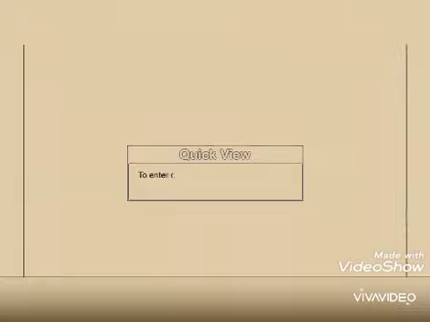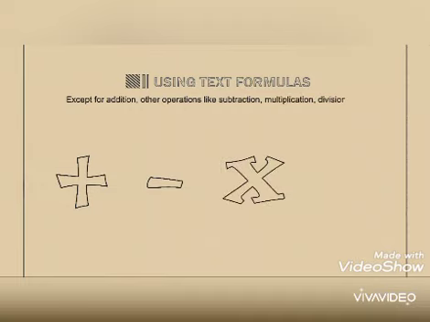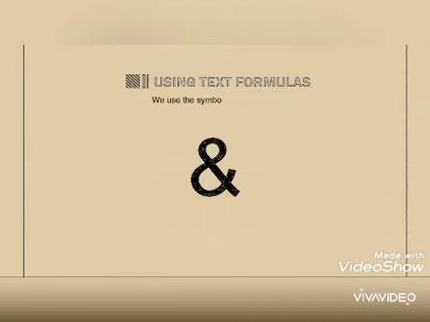Okay students, to quickly enter or modify a formula in a cell, you can also press F2 after selecting the cell. Now, we shall learn how to use text formulas. We can perform addition on character and string data type. Except for addition, other operations like subtraction, multiplication, division, etc. are not allowed. We use the symbol ampersand for addition. Follow the steps given below.